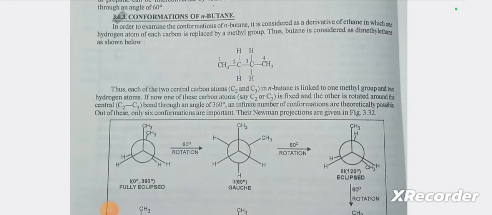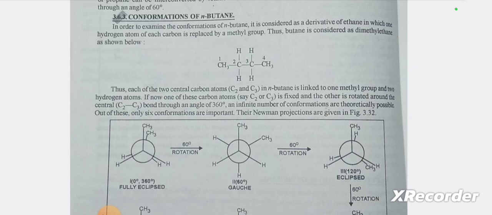In order to examine the conformations of n-butane, it is considered as a derivative of ethane in which one hydrogen atom of each carbon is replaced by a methyl group. Thus, butane is considered as dimethyl ethane as shown below.